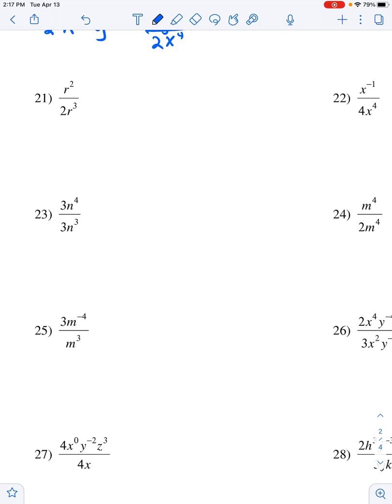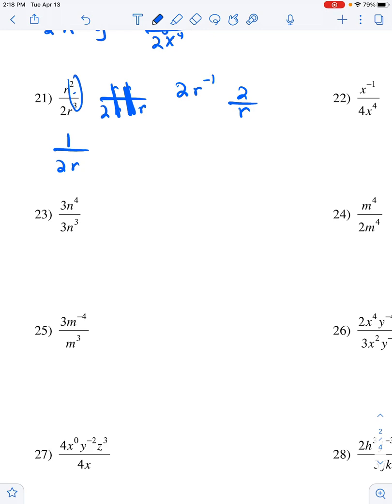There are 2 ways to think about this division. You could think of it this way: you have an r on top, and then you have 3 r's in the bottom. With 1, 2 on top and 3 on the bottom, you would cancel off, so what's left on top is just 1 over 2r. You could also subtract: 2 minus 3 is negative 1, so it'd be 2r to the negative first power. And then you have to flip that down, so it'd be 2 over r.